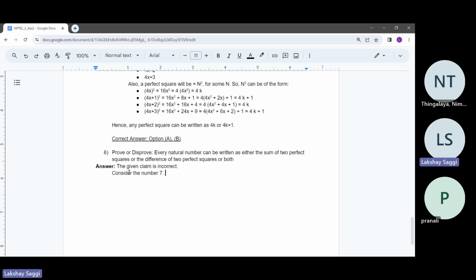Not 7. Just let me think a little bit. Every natural number can be written as a sum of two perfect squares or a difference of two perfect squares or both.